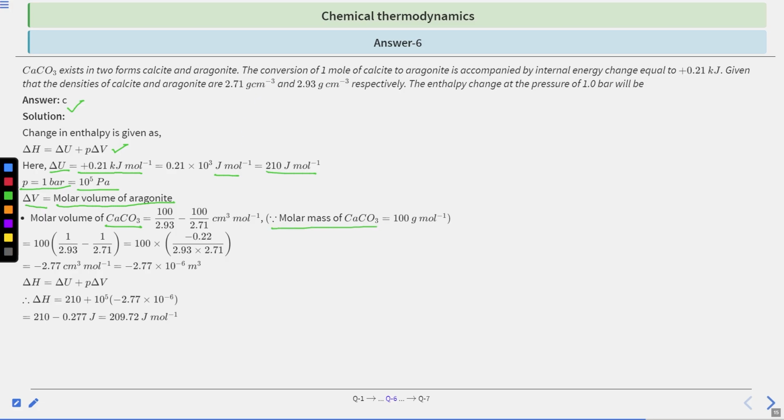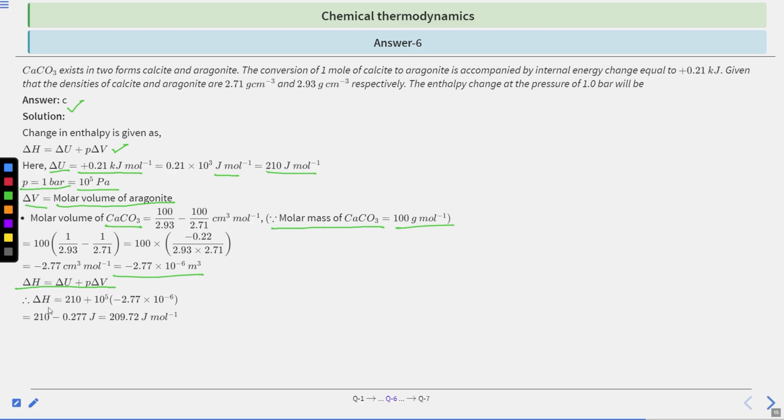And we know that the molar mass of CaCO3 is 100 gram per mole. So it is coming out as 100 multiplied by minus 0.22 divided by 2.93 multiplied by 2.71. We just take the LCM here, and it is coming out as minus 2.77 centimeter cubed per mole. We can write it in meters, that is minus 2.77 multiplied by 10 to the power minus 6 meter cubed. We know the equation is this, that del H is del U plus P del V.